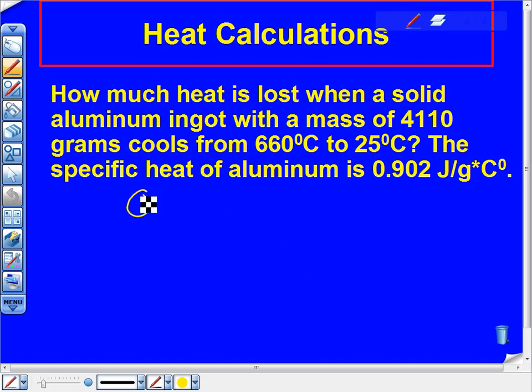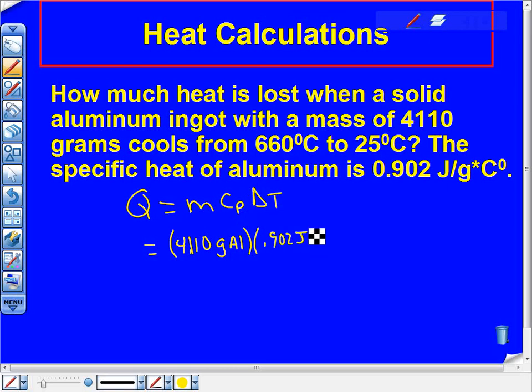So the formula we use is Q equals mass times specific heat times the change in temperature. And our mass is 4,110 grams, and that is of aluminum. The specific heat, which is what Cp is, 0.902 joules per gram Celsius.